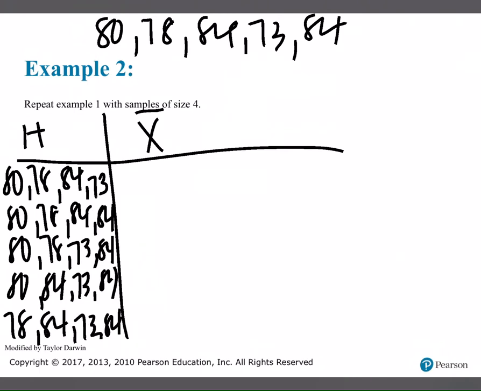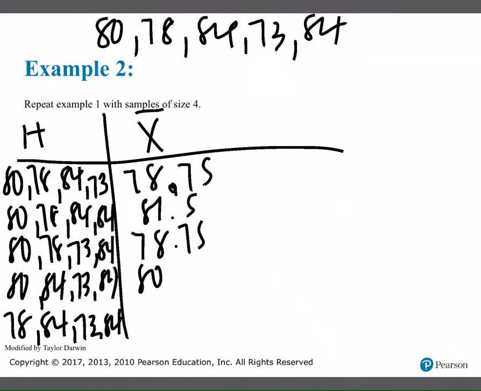So let's average those together for each one. And so if I do that, I'm adding them all up and dividing by 4 now. I get 78.75, 81.5, 78.75, 80.25, 79.75.